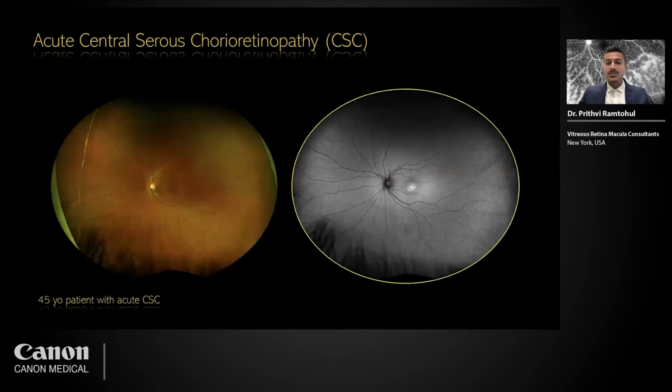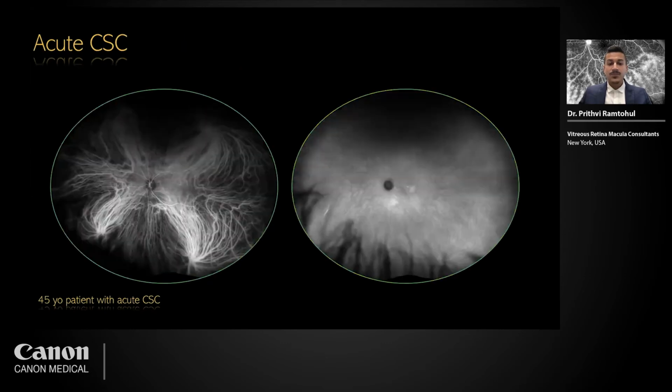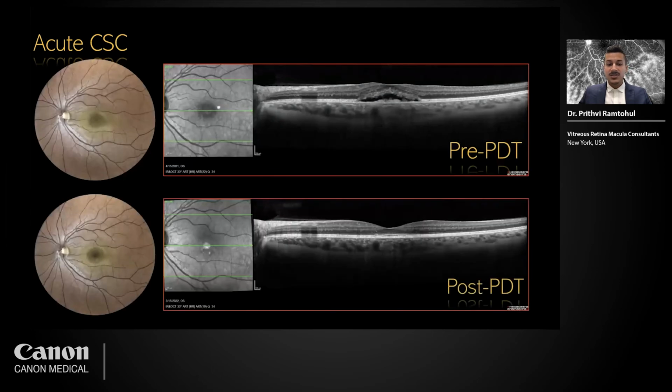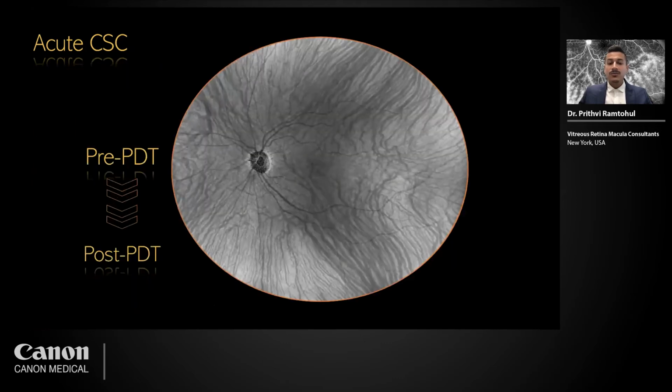So this is a case of typical acute CSC with subfoveal serous retinal detachment. The late phase ICG-A showed choroidal vascular hyperpermeability at the posterior pole. This is the OCT B-scan before and 1 year after the PDT treatment, showing resolution of the serous retinal detachment. On the en-face wide-field OCT image acquired before and 1 year after the PDT treatment, it is very hard to appreciate any structural changes of the choroid.